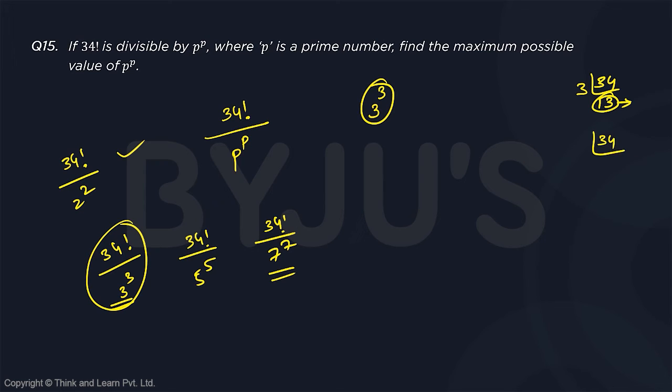What about 34 when you divide by 7? 7 5s are 35, 7 4s are 28. So there are only 4 7s. So you can't have 7 power 7. So 3 power 3 is easily divisible, and 7 power 7 is not divisible at all.